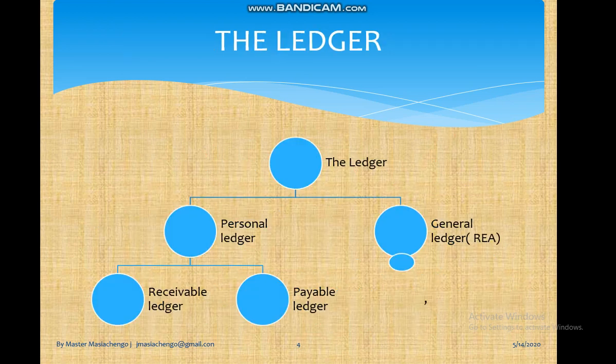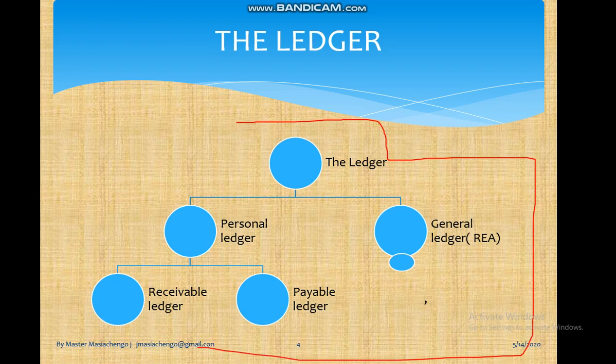Okay, let's try to summarize this one. So we agree that the ledger is the main book of account. That's our ledger. But the ledger itself is divided into our main 3 sections.